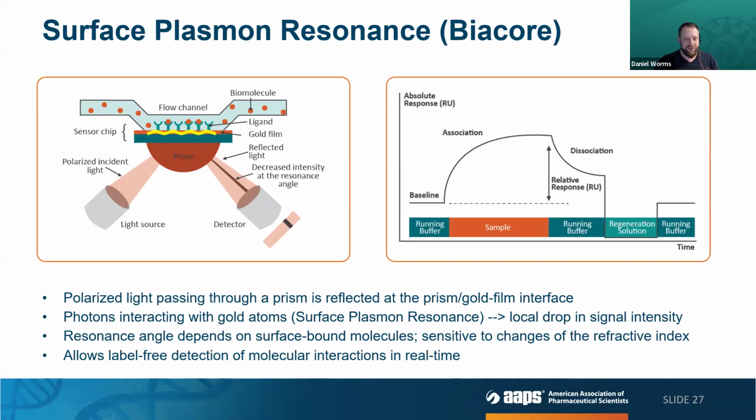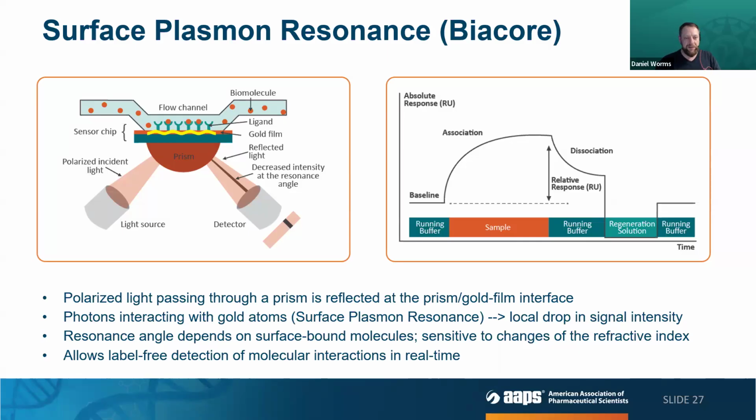And the system consists of a sensor chip that has a gold film, and on top functionalized external molecules to attach ligands to the surface. There's a flow channel to flow an analyte in solution over the system. And there's a prism underneath the sensor chip and a light source that emits polarized light.